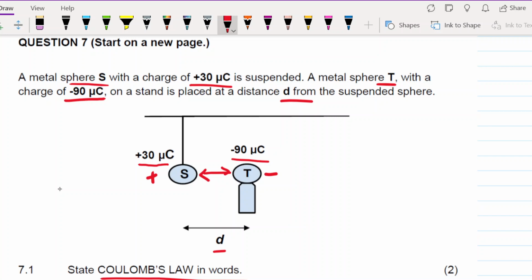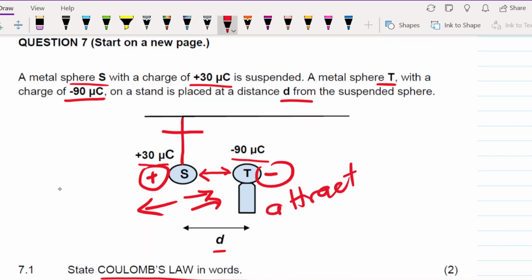Sphere S was suspended by this rope or cable. If it is being released, that means what attached it to the ceiling is being removed, so now it is like falling. As it is falling, is it going to move towards sphere T or away from sphere T? If you remove the tension between the sphere and the ceiling, because this one is positive and that one is negative, we know that they are going to attract.